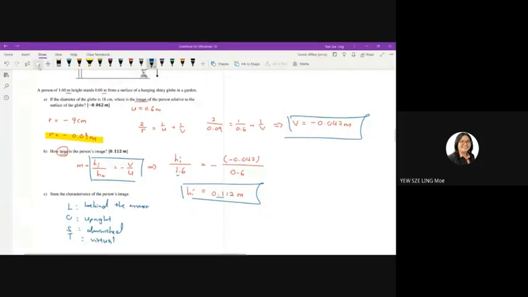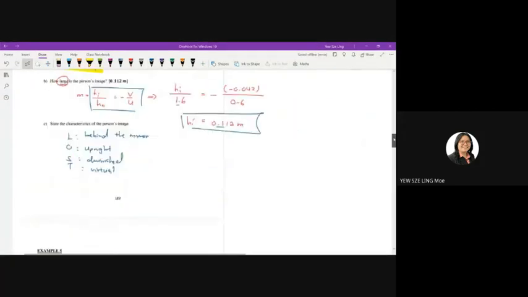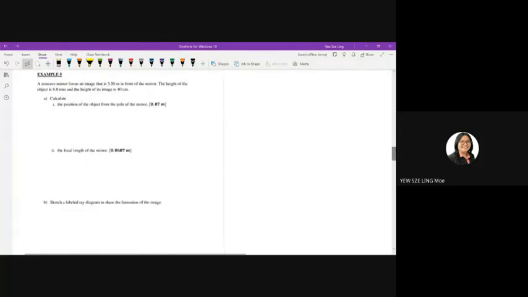All right, let us look at the last question for today's session. Example 5: a concave mirror forms an image that is 3.5 meters in front of the mirror. This statement gave us quite a lot of information. Concave mirror tells us we have a positive F, and it forms an image in front of the mirror, so this is negative V.